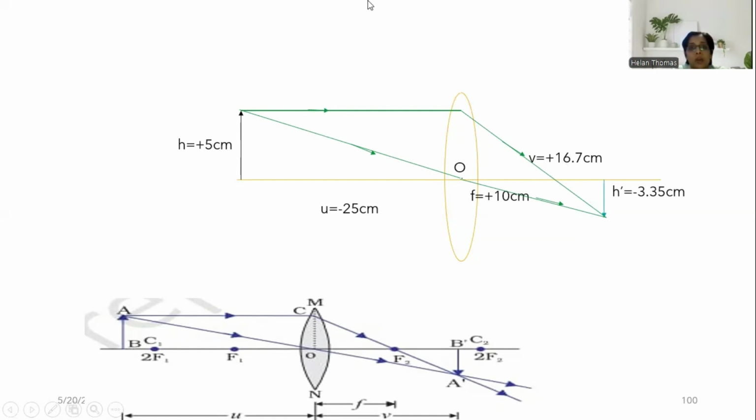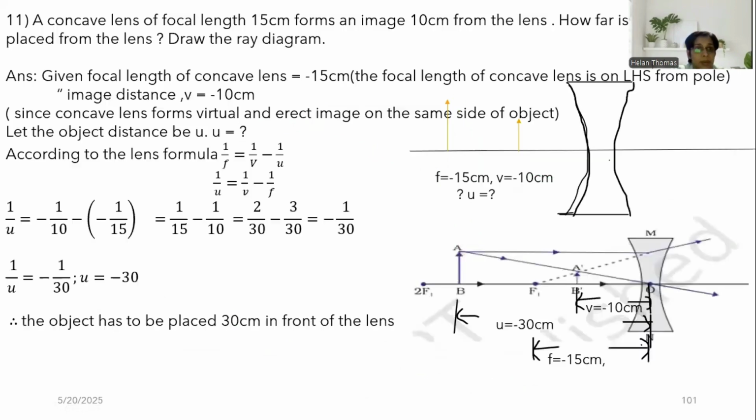Okay. And also your H prime, which we found out, you will have to mark that too. Remember, according to the Cartesian sign conventions, your values should carry the positive and negative signs accordingly.